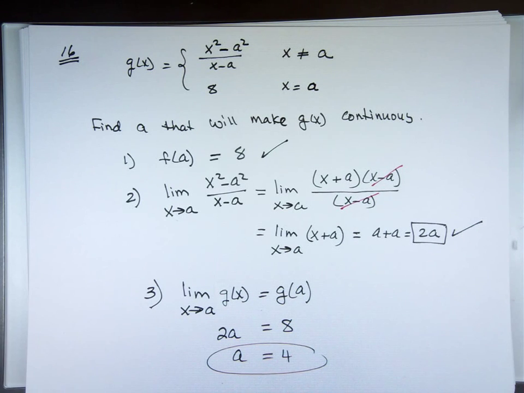So the first step is find the value of the function at a. Second step, find the limit as x approaches a. And the two answers have to match. And the only way they will match is if a equals 4. We got 2 more problems. We're almost done with it.